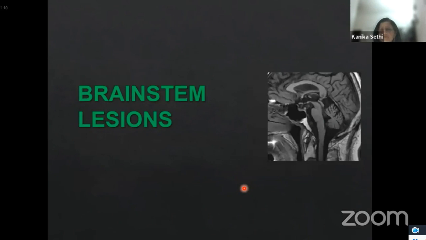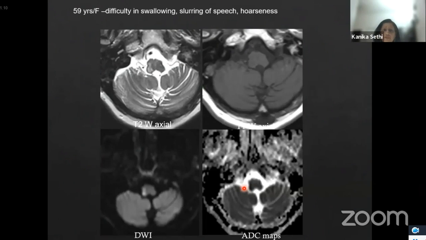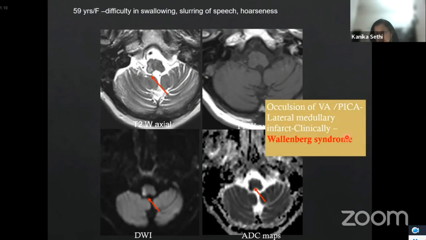So let's look at some examples of brainstem lesions. A patient came with difficulty in swallowing, with hoarseness. You see an area of restricted diffusion in the posterolateral part of the medulla. So that's a lateral medullary infarct, and clinically the patient will present with Wallenberg syndrome. It is because of the occlusion of the vertebral artery or PICA. The patient comes with dysarthria, hoarseness, etc.